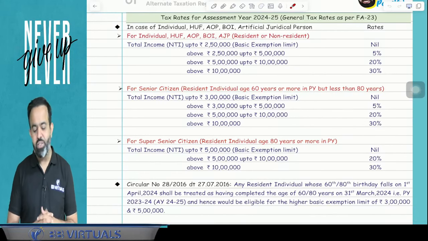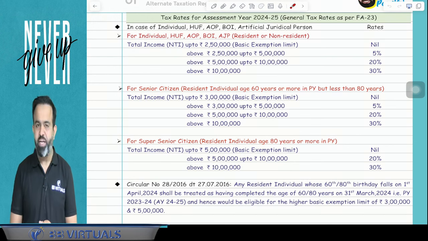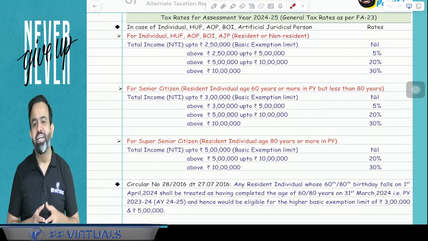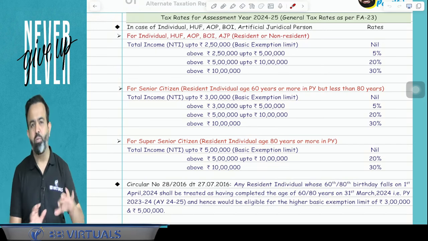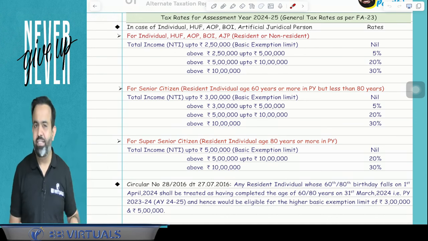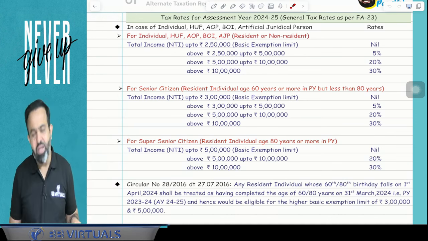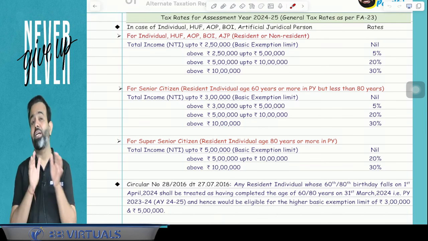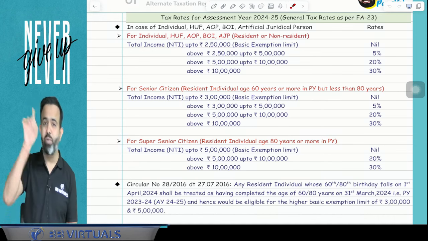So for your examination, assessment year 24-25 is applicable. It means previous year 23-24 is applicable. It means whatever income you have earned in the previous year 23-24 is going to be taxable in the assessment year 24-25. Means you will file the return in the assessment year 24-25. Now for your examination, Finance Act 2023 is applicable. It means whatever amendment was made by Finance Act 2023.